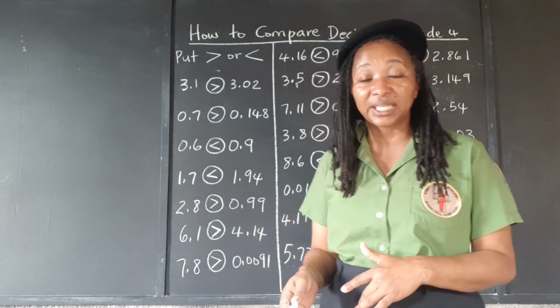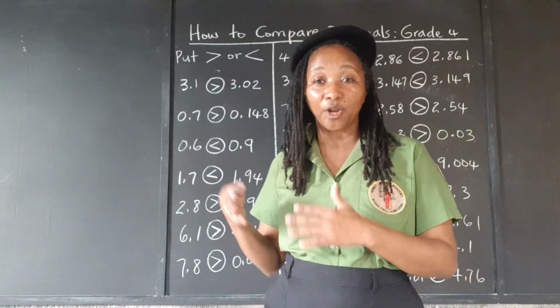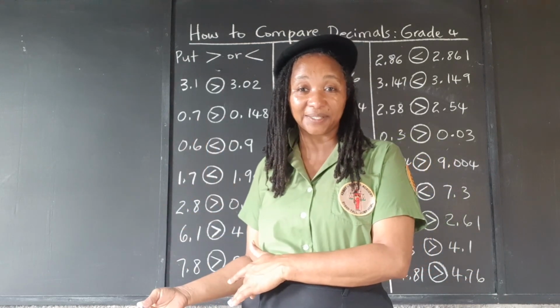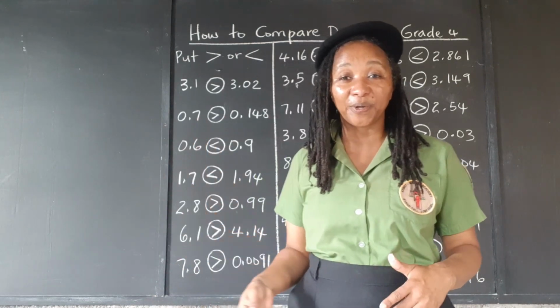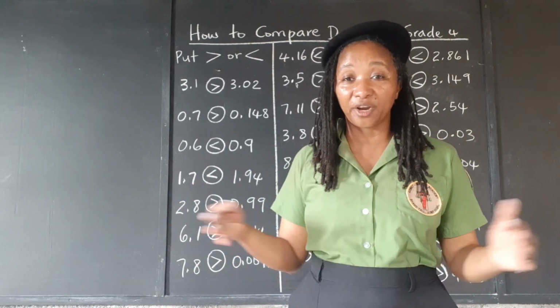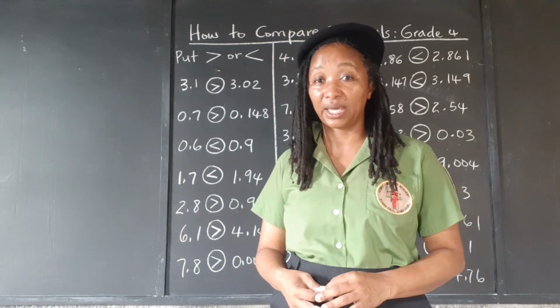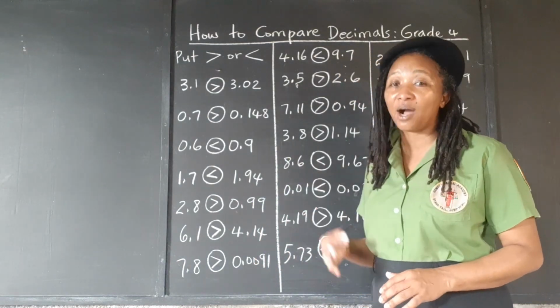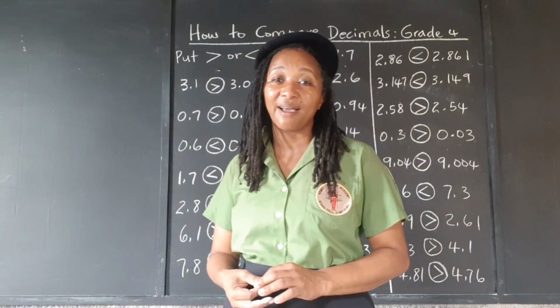If those digits in the 10th place are the same and the 100th place are the same, go to the 1000th place and compare those digits. The bigger digit will be the bigger number, the bigger decimal overall. Okay? So that's how you have to do it. You have to compare according to place value.